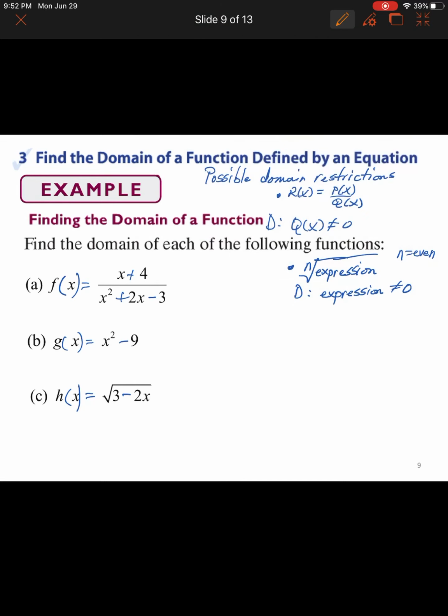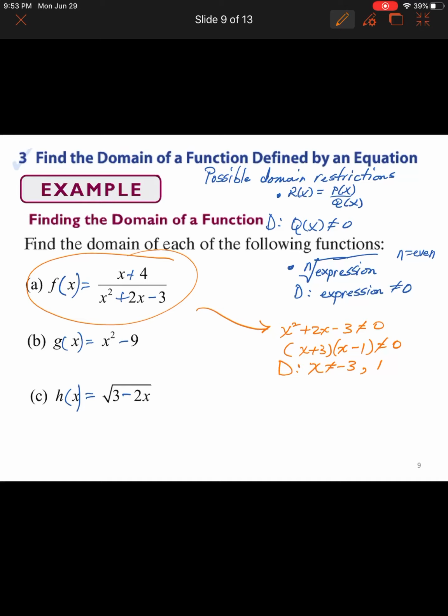Part A, this guy right here, it looks just like a rational function. It is a rational function. And since it is a rational function, what we're going to do to find the domain is take the denominator, set it not equal to 0, and solve. So we have x plus 3 times x minus 1 not equal to 0. X cannot equal negative 3 or positive 1. So the domain is all real numbers except for negative 3 or positive 1. All right. That's part A.